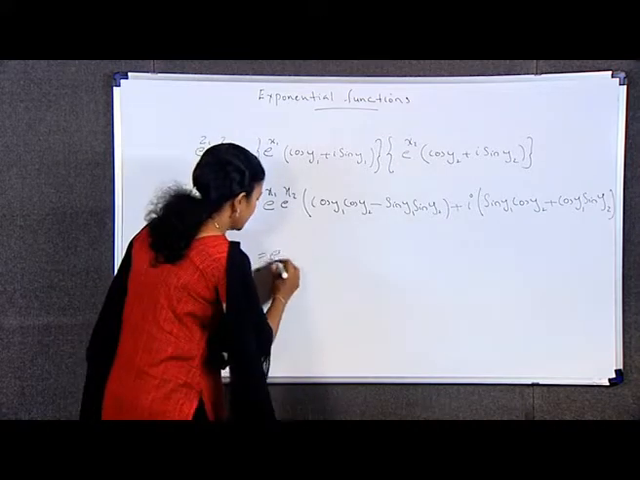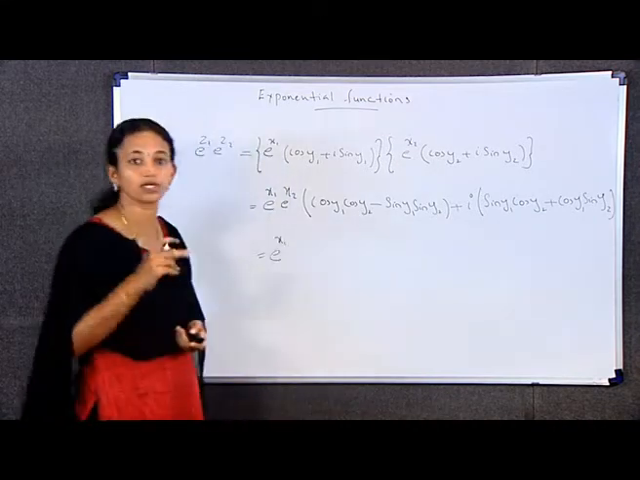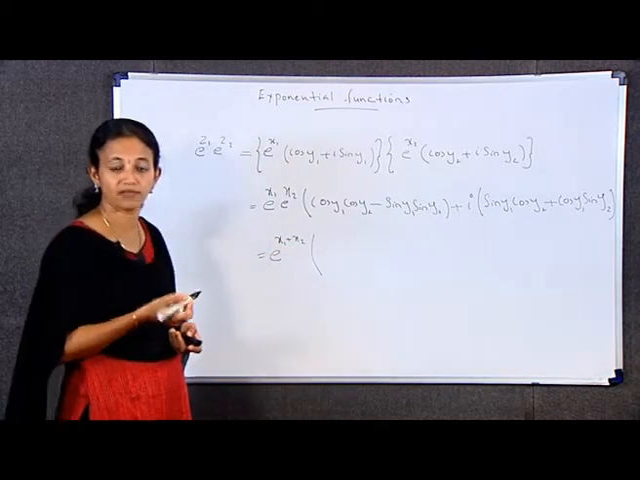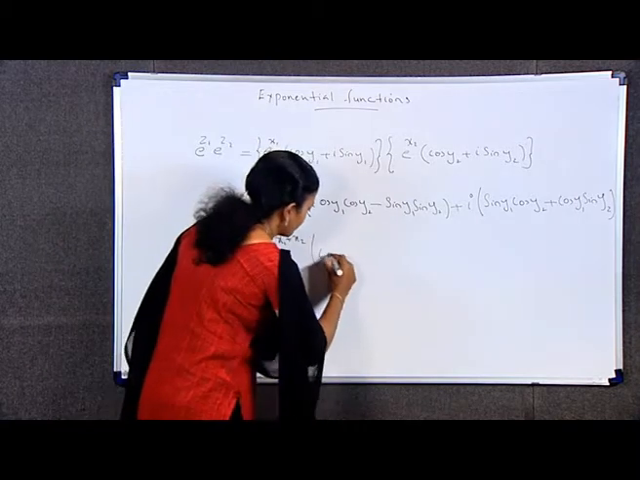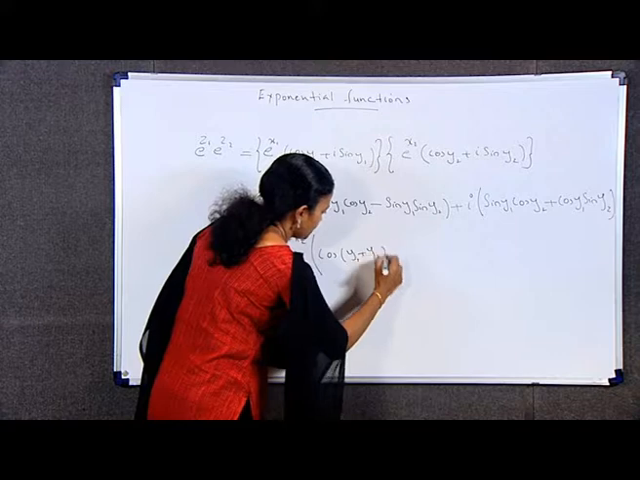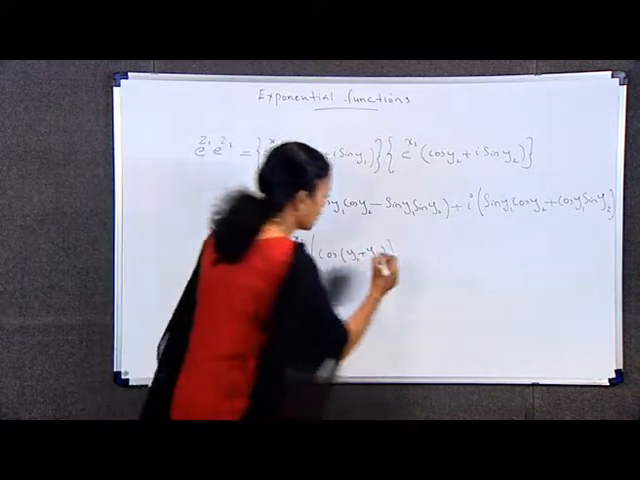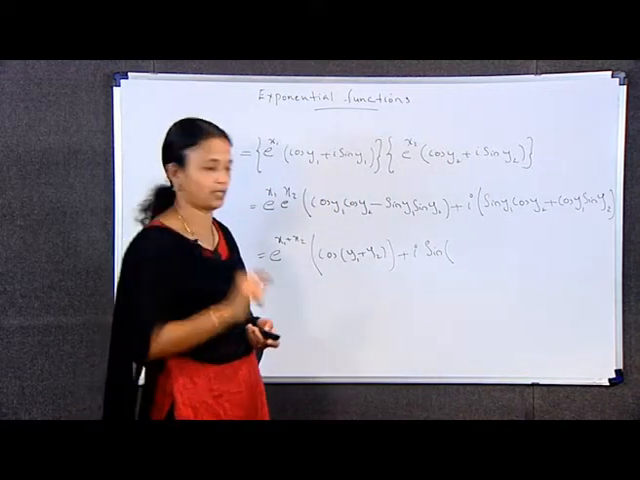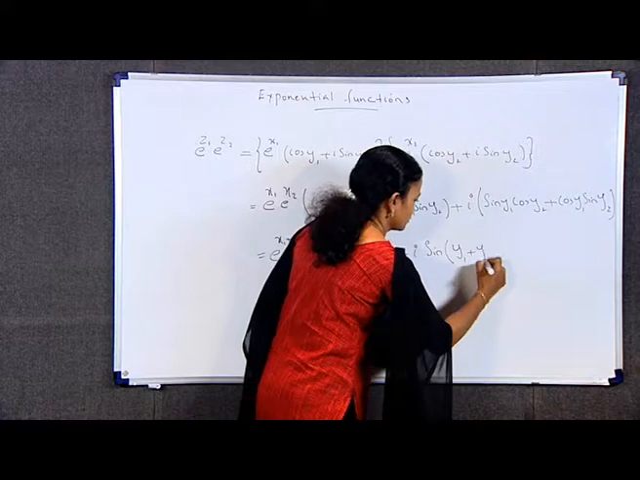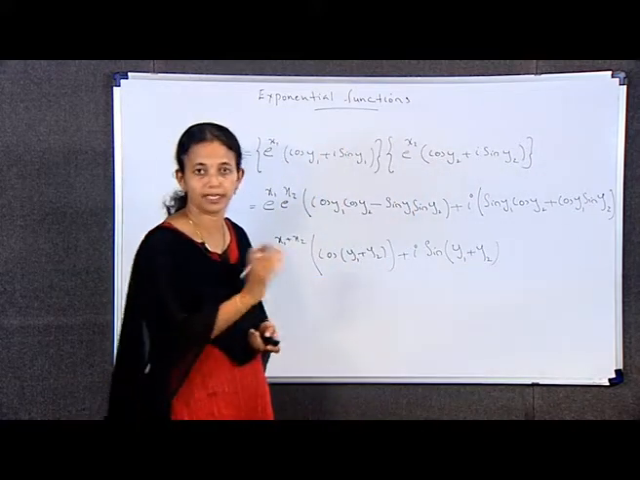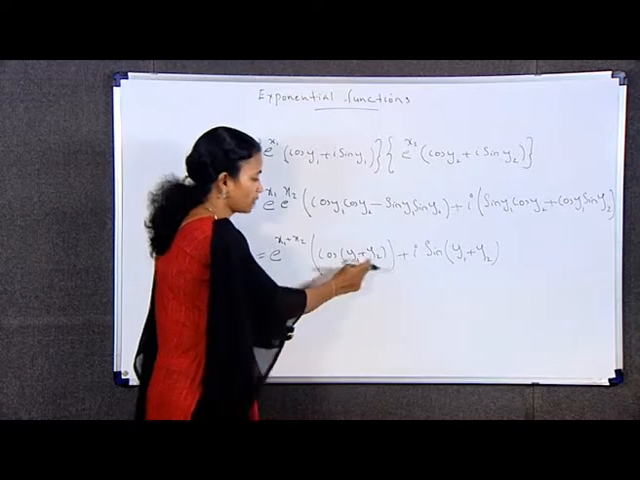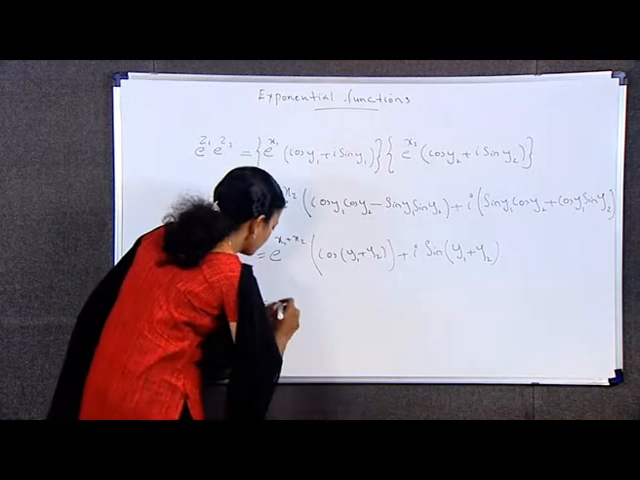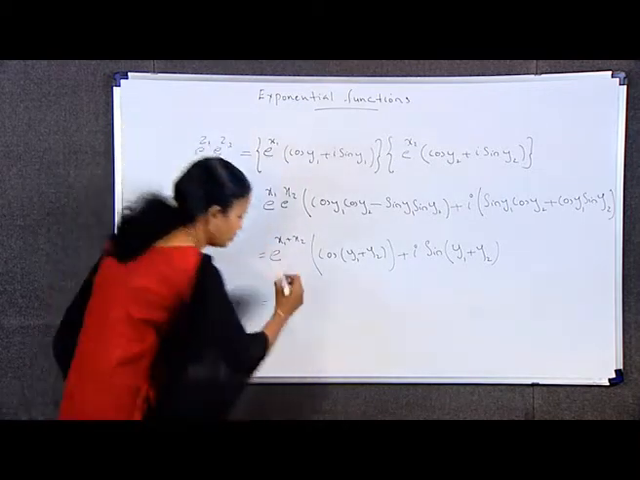So, this we can write as e raised to x1 into e raised to x2, which is e raised to x1 plus x2. The remaining we have cos of y1 plus y2, the next term is plus i into sin y1 plus y2. This is the expansion of the sin a plus b form. So, here we have cos y1 plus y2 plus i into sin y1 plus y2, which is equal to e raised to x1 plus x2.